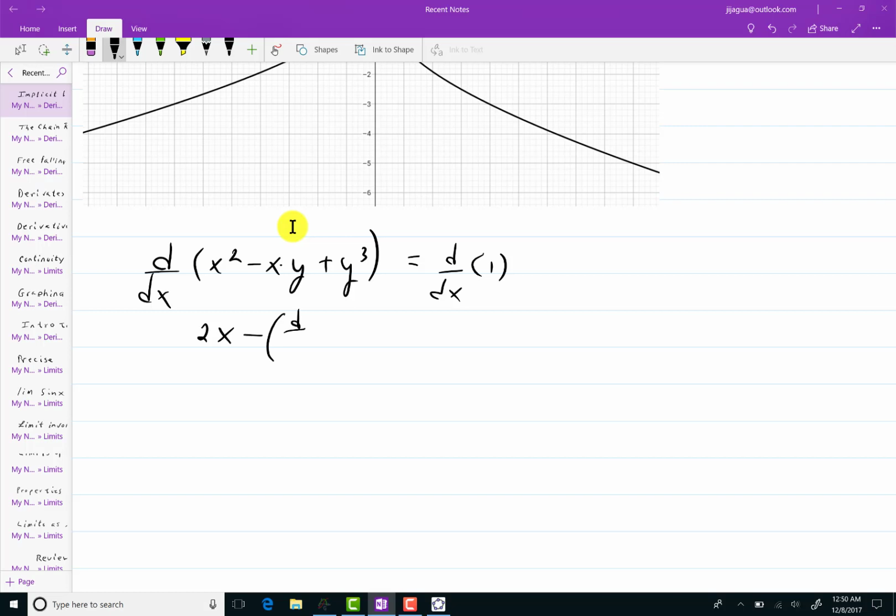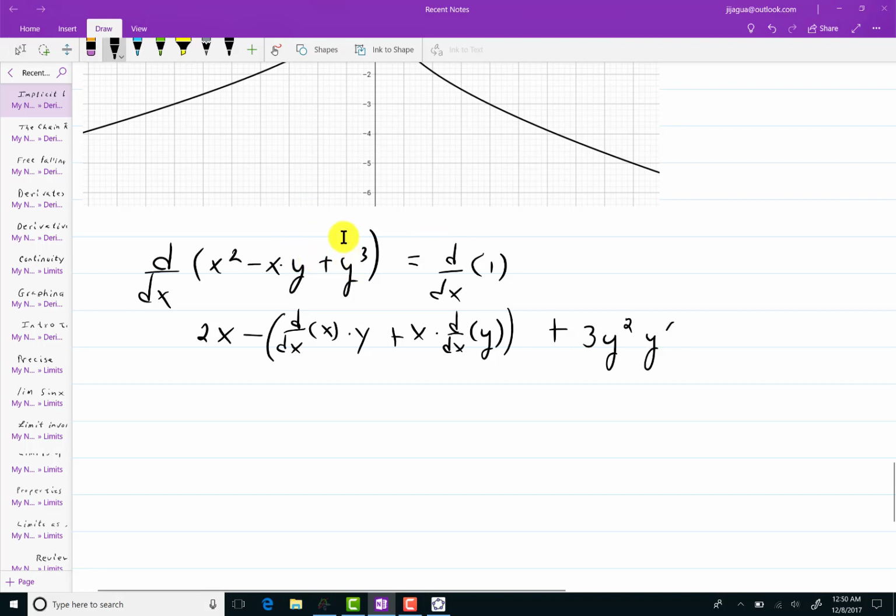d over dx of x times y alone, then we have plus x times d over dx of y. You have to use the product rule for that. Plus, now, y cubed, the outer function is to the third power. So the first thing you do is 3y squared, and then what's the derivative of the thing inside? That was y. We're calling it y prime. The derivative of 1 is 0.